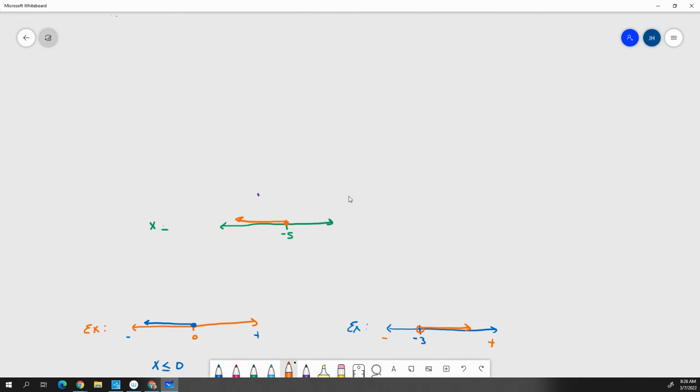Screen does not want to move. The tech is just not working well for me today. Like everything is slow. It's like it's Monday for the technology too.